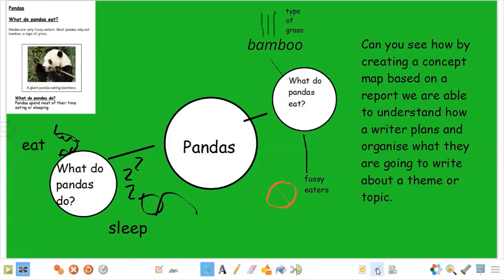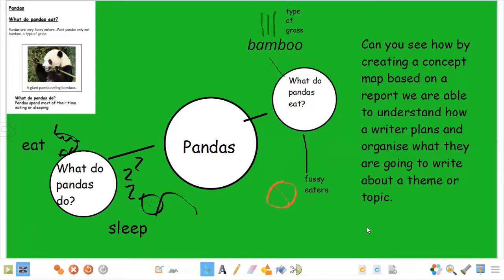Okay, so you can see how creating a concept map based on a report, we're now able to understand how a writer plans. So we can see, looking at this, this is how the writer went about writing their report before they did it. They chose they were going to write a report about pandas. They then created a concept map thinking, what do I want to write about? Well, I want to write about what pandas do. I want to write about what pandas eat.